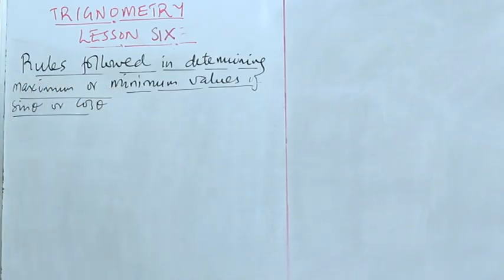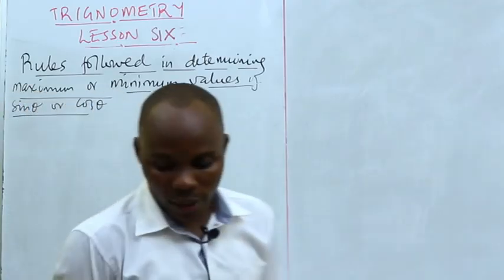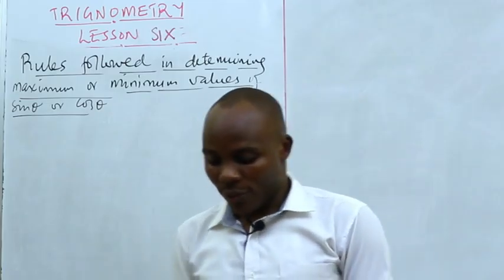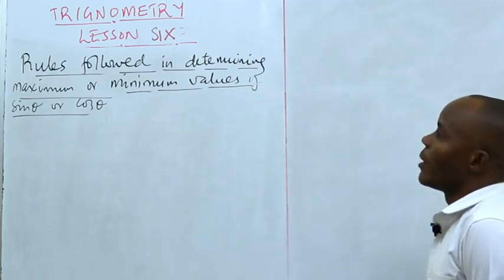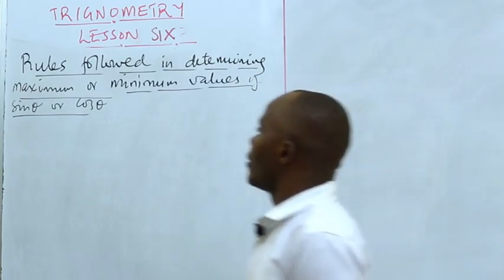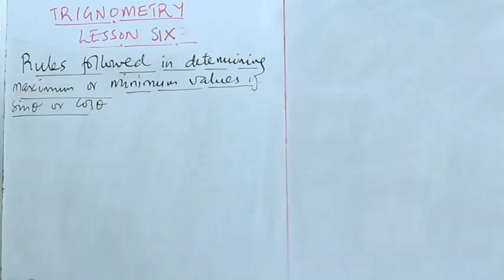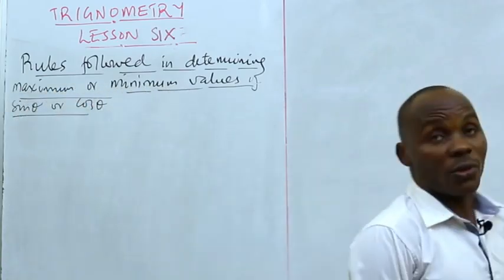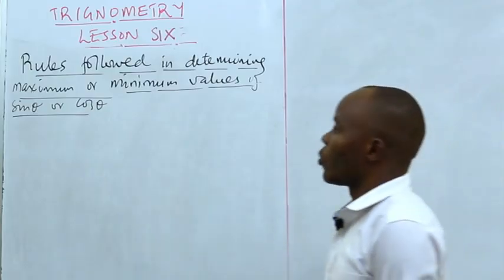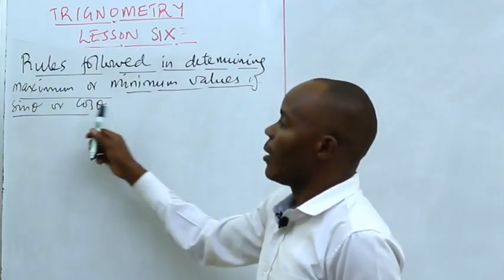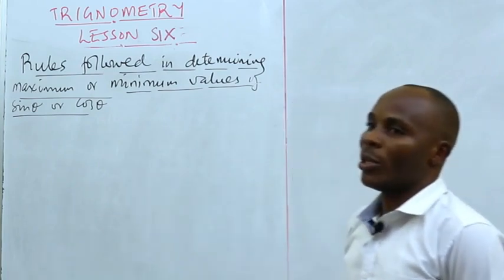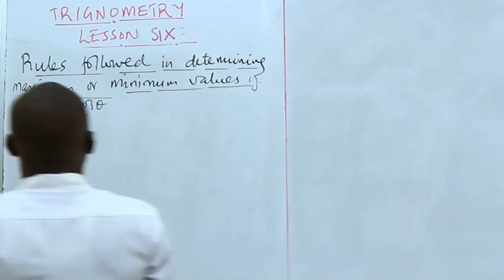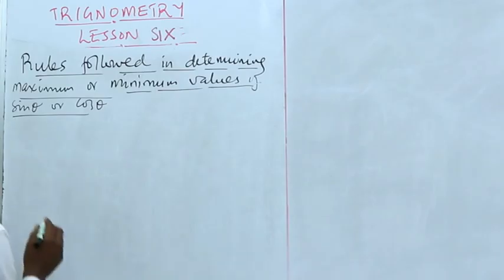So welcome back. We are moving steadily. This is our lesson 6. We are talking trigonometry really, and we have given it enough justice because we are moving. We have looked at the maximum or minimum values of a function, with sine theta and cosine theta being our functions. Now, there are some rules we follow when determining the maximum or minimum.